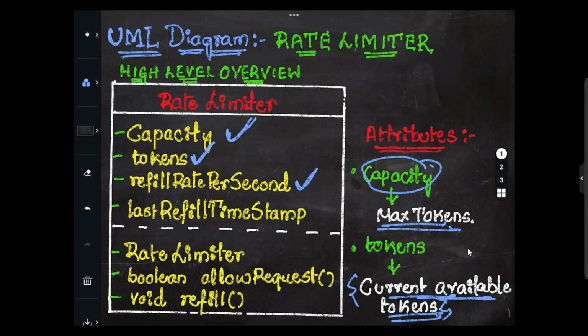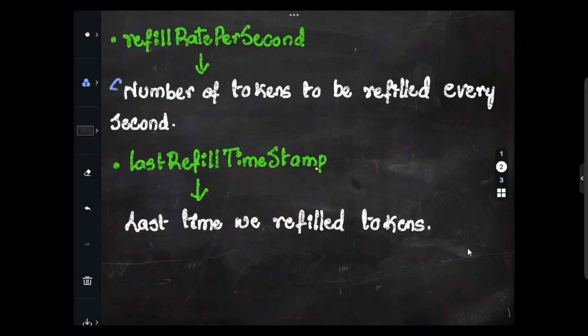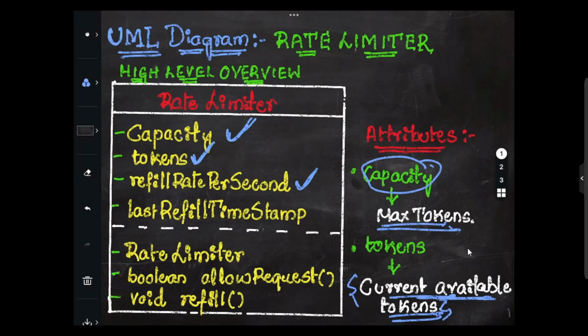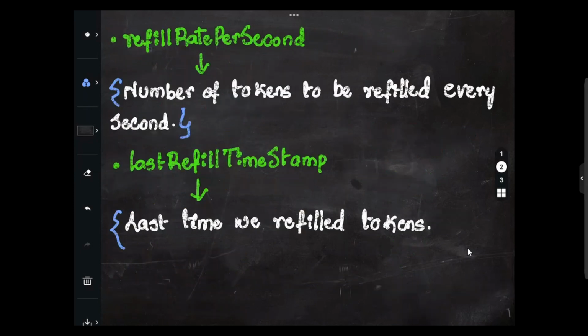Let's move on with the refill rate per second. This was also given in the question itself. They have clearly mentioned this is the refill rate per second. We have to consider refill rate per second, which means the number of tokens to be refilled every second. This is very important as well. They have strictly mentioned it in the question. Next, the last refill timestamp. When I say last refill timestamp, it is the last time we refilled the tokens. The timestamp we want, right?